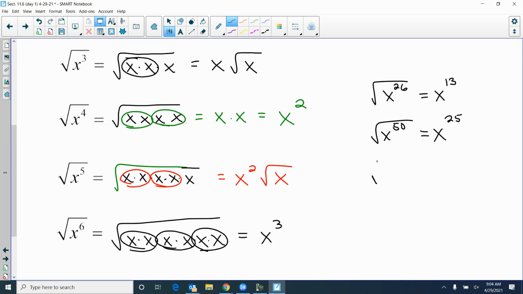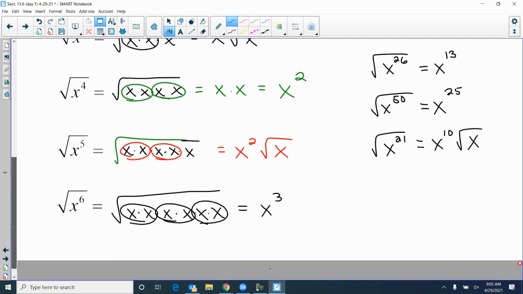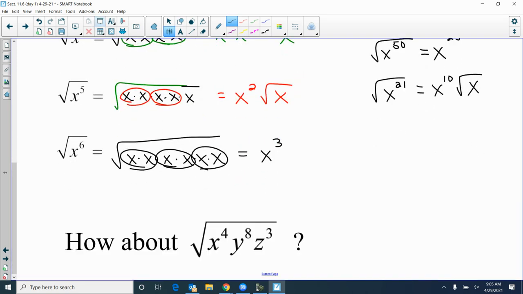Now, the only thing you got to watch, what if it's an odd number? So x to the 21st. X to the 10th and then x on the inside. Cut it in half. So just subtract one. But if it's an odd number, you're always going to have an x left over. So you got 20 x's. Basically take the next number down, 20, cut it in half, and then you get one x there.